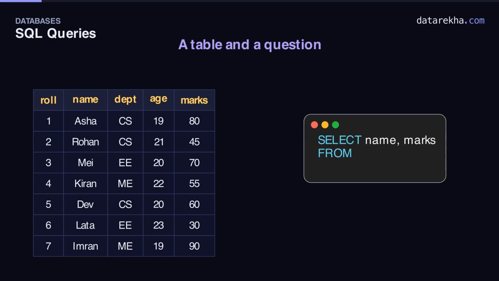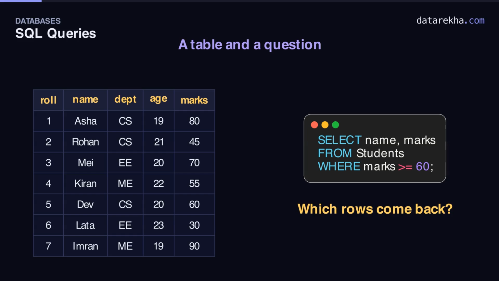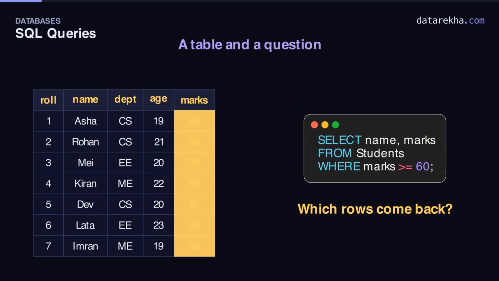Now someone hands you this. Select name and marks from students where marks is at least 60. And they ask, before you touch a keyboard, which rows come back? To answer, you have to run this query in your head, like a tiny data pipeline. By the end of this lesson, you will trace any such query, filtering, joining, grouping, and know its result exactly. Let's build that skill, one clause at a time.